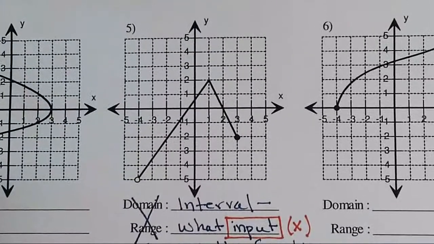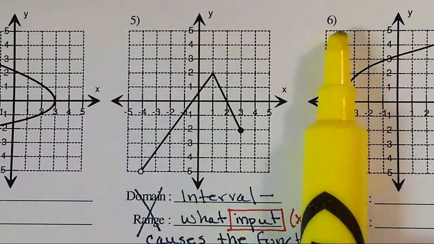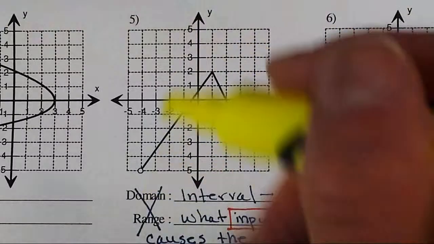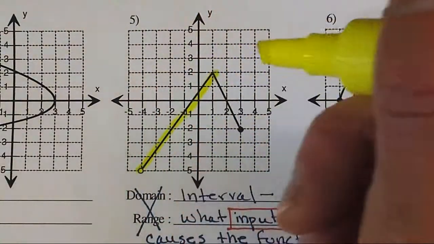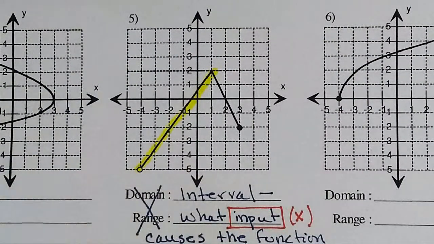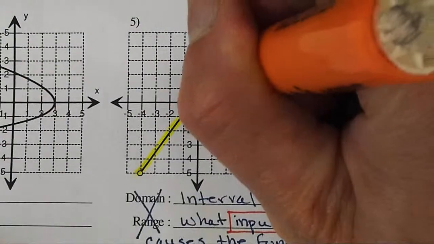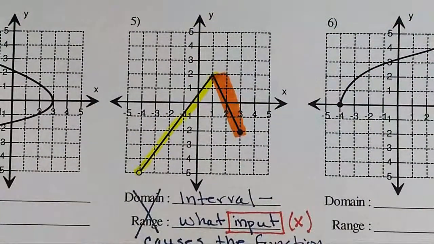The first thing I want to do is look and see which part of this function is increasing. I'm always going to think left to right when I'm doing this. So from here to here is an increase, and then my decrease is from here to here. We can see my yellow is my increase and my orange is my decrease.